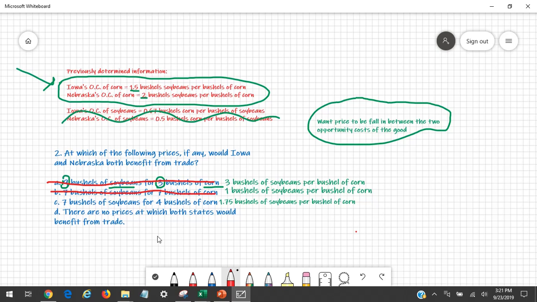Okay, but then answer C, 1.75, that's right in between 1.5 and 2. So it's right in between Iowa's opportunity cost and Nebraska's opportunity cost for corn. So C is going to be the answer. It's the one that falls in between the two opportunity costs for Iowa and Nebraska. And then D, you'll always have an answer choice like this, which will never be the right one. It's never true that you can't benefit from trade. There's always a price at which they could benefit from trade. So you can always just cross that one out. So you're looking for a price in between the two opportunity costs.